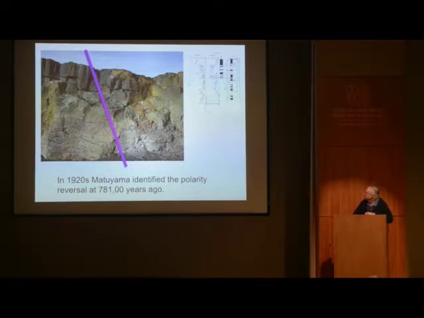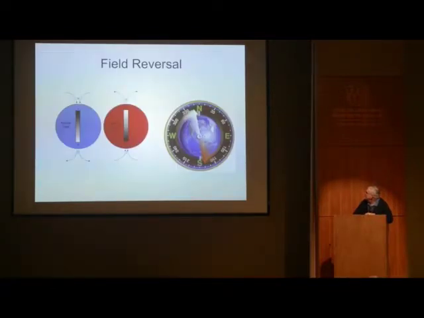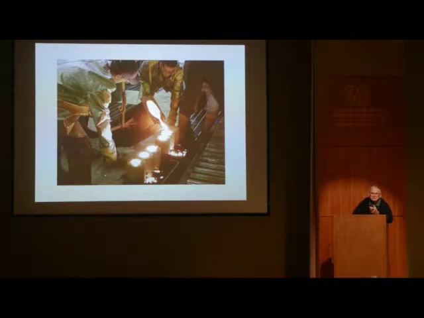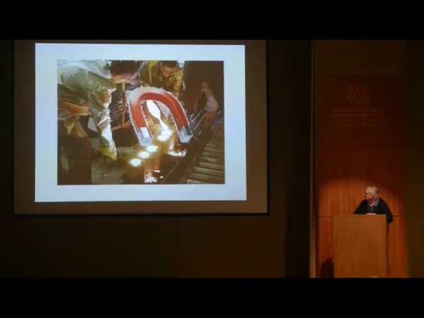And here are some descriptions of diagrams. It just flips completely. It goes from south to north, north to south, and it does so very rapidly in geologic terms, maybe within 1,000 years or so. If you take something like iron, and think about the Earth, and expose it to a magnetic field as it cools, it will take on that magnetic polarity. That's what happens to the rocks.